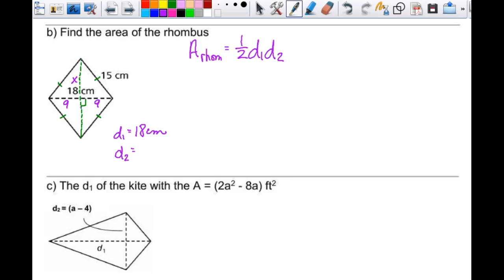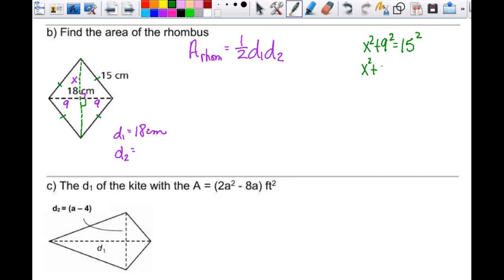Because the diagonals in a rhombus are always perpendicular, right? This is one of those cases. So it doesn't work for every parallelogram, right? But it would work for a rhombus and work for a kite because the diagonals in both of those figures are perpendicular. Does that make sense to you? So I got to know those properties. So absolutely. Pythagorean theorem. So I can do x squared plus 9 squared equals 15 squared.